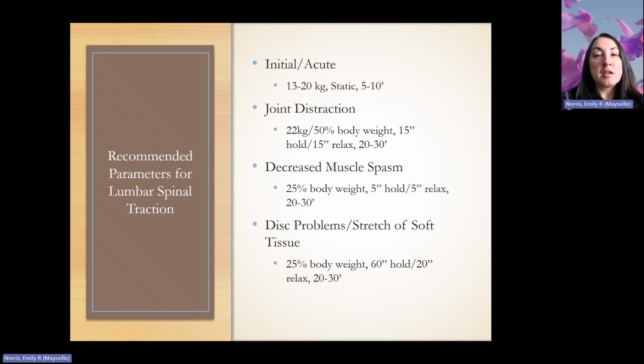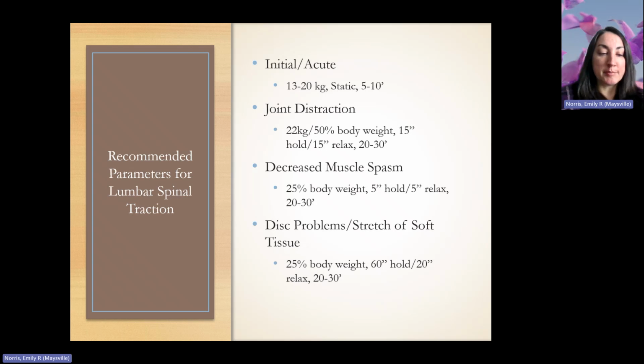Some of the recommended parameters for lumbar traction. If the patient has initial or acute pain, which was already contraindicated, but we'll say subacute for the first, it's been more than 48 hours, but it's still within the first week or two, then you typically will do 13 to 20 kilograms of static traction for only 5 to 10 minutes.